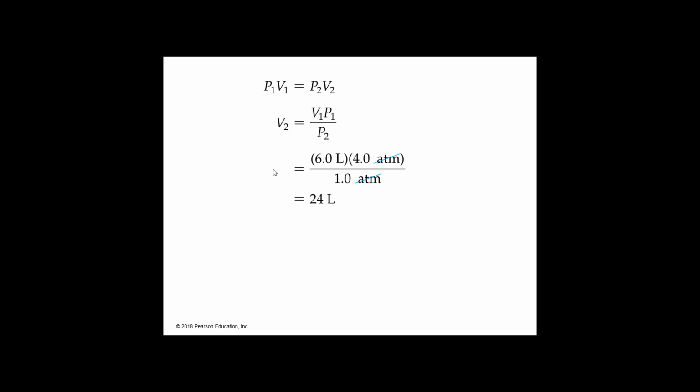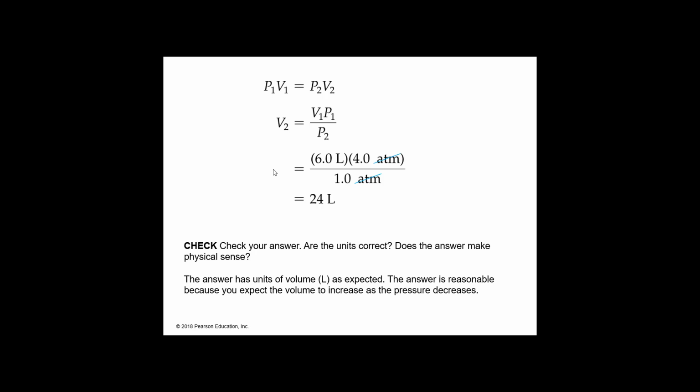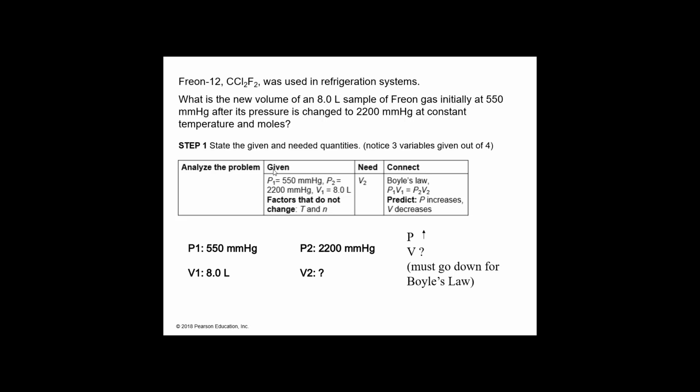So we solve for V2, and we end up with a volume of 24 liters, and that makes sense because remember, if one goes up, the other goes down. And that's what it means to check your answers. Just check that you understand that in this case, you expect the volume to increase because the pressure decreased.